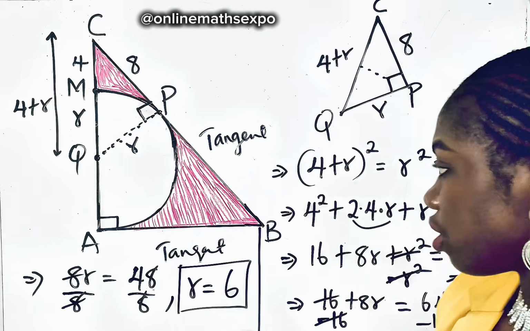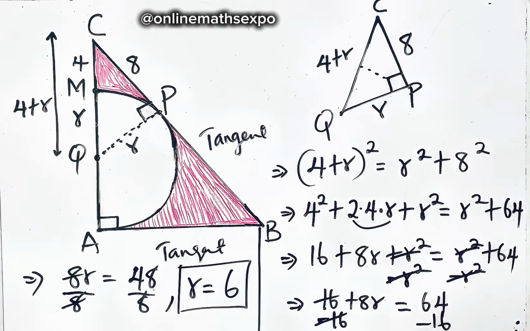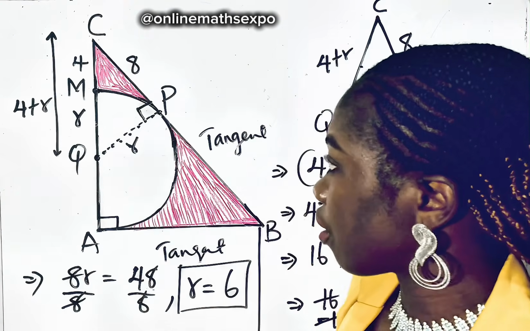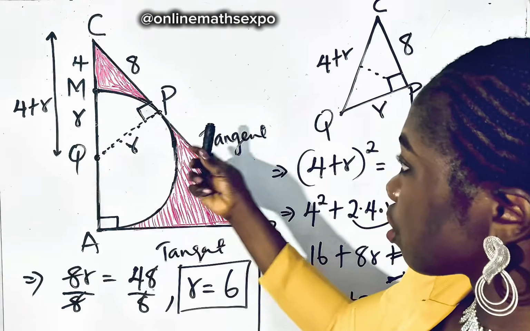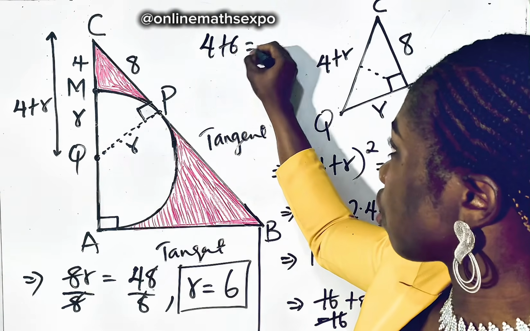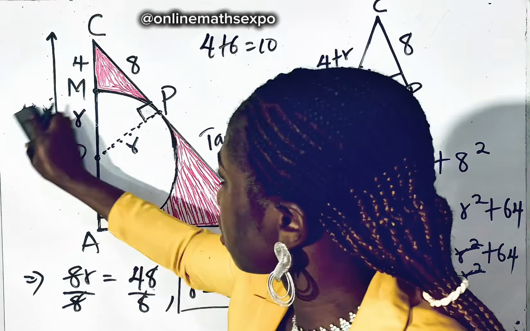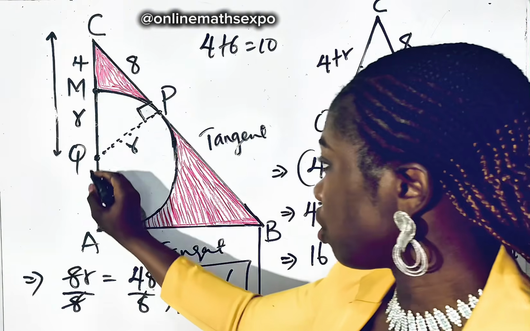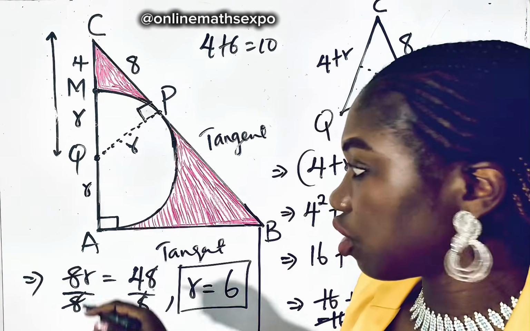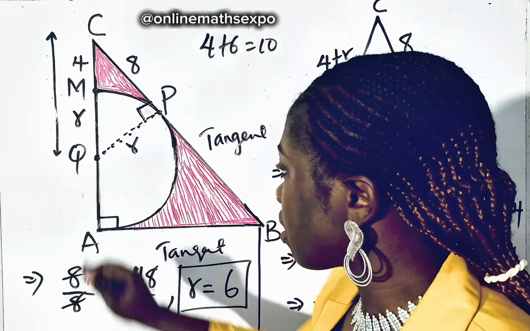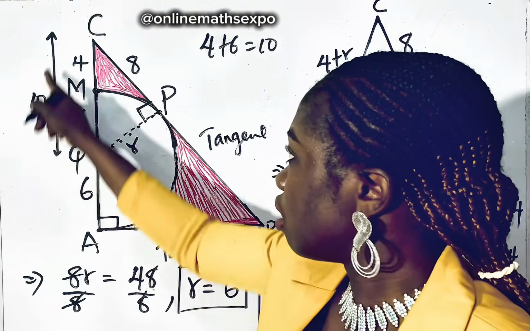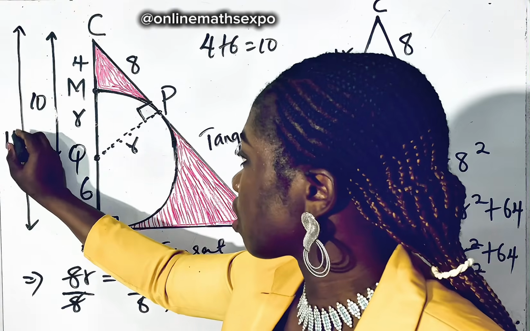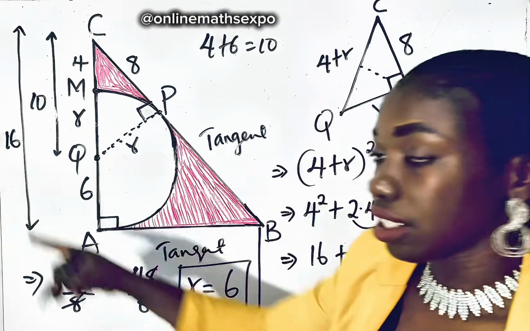So the radius of the circle or the semicircle is 6 units. It means that this length, if from here to here is 4 plus r, you see that our r is 6. So it means 4 plus 6 gives us 10. So this length is 10. And remember that here to here is also radius, which will give us 6 units. So this is our radius and it's 6 units. So we are going to have it as 6 plus 10. If you add the whole length together, it gives us 10 add 6 gives us 16 units. So length AC is 16 units.